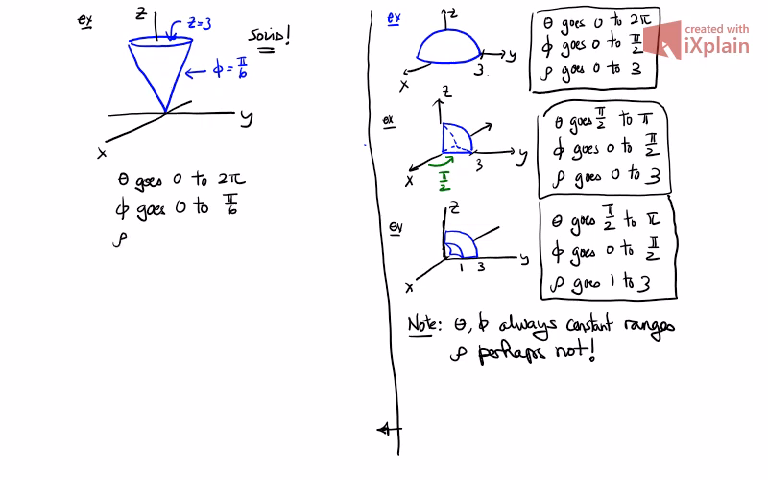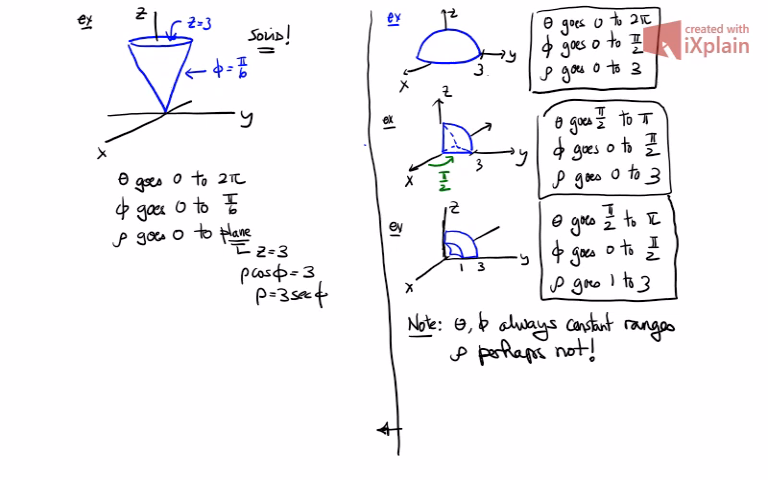And then rho is the tricky one, right? So put yourself at the origin, and if you head out into the cone, there's cone immediately, so it goes from 0, and then it goes to the plane. Now the plane is z equals 3. And z equals 3, this is rho cosine phi equals 3. So this is rho equals 3 secant phi.